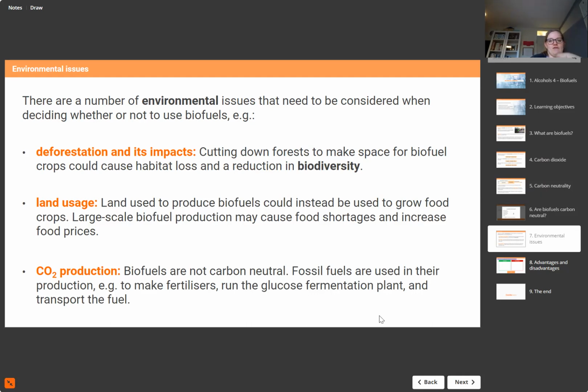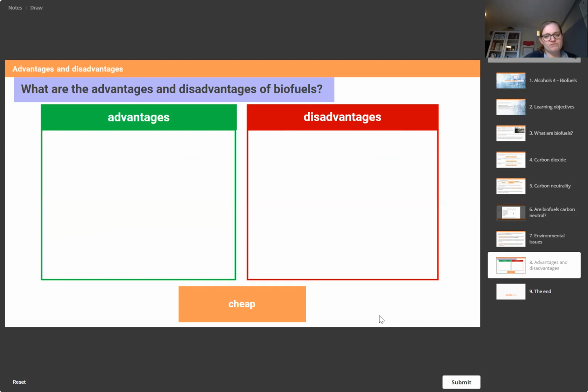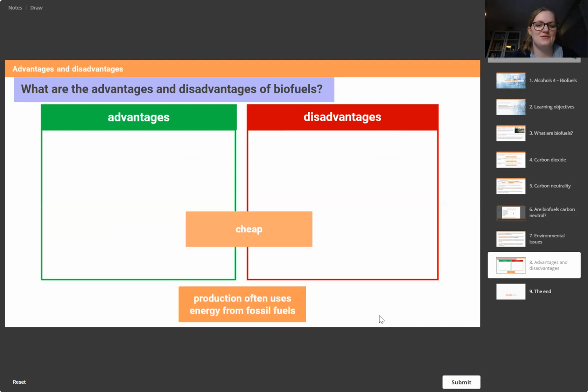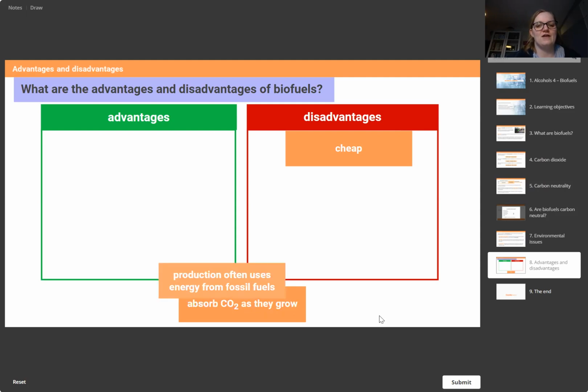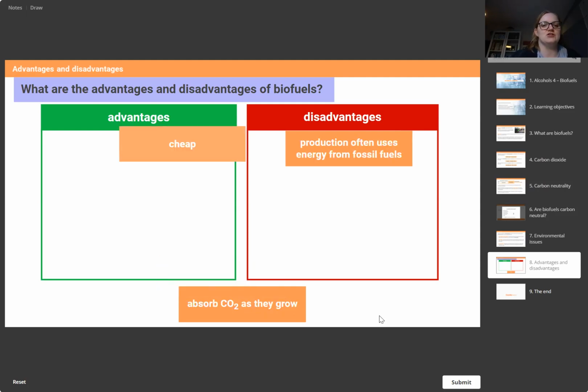If we look at the advantages and disadvantages of biofuels, cheap's a funny one. I want to put cheap in the middle for now. Well, it's going to disadvantages, didn't want that. I was going to discuss cheap in a minute. Production often uses energy from fossil fuels. Well, that's a disadvantage. I mean, an advantage is that it's cheap. That's not a disadvantage.